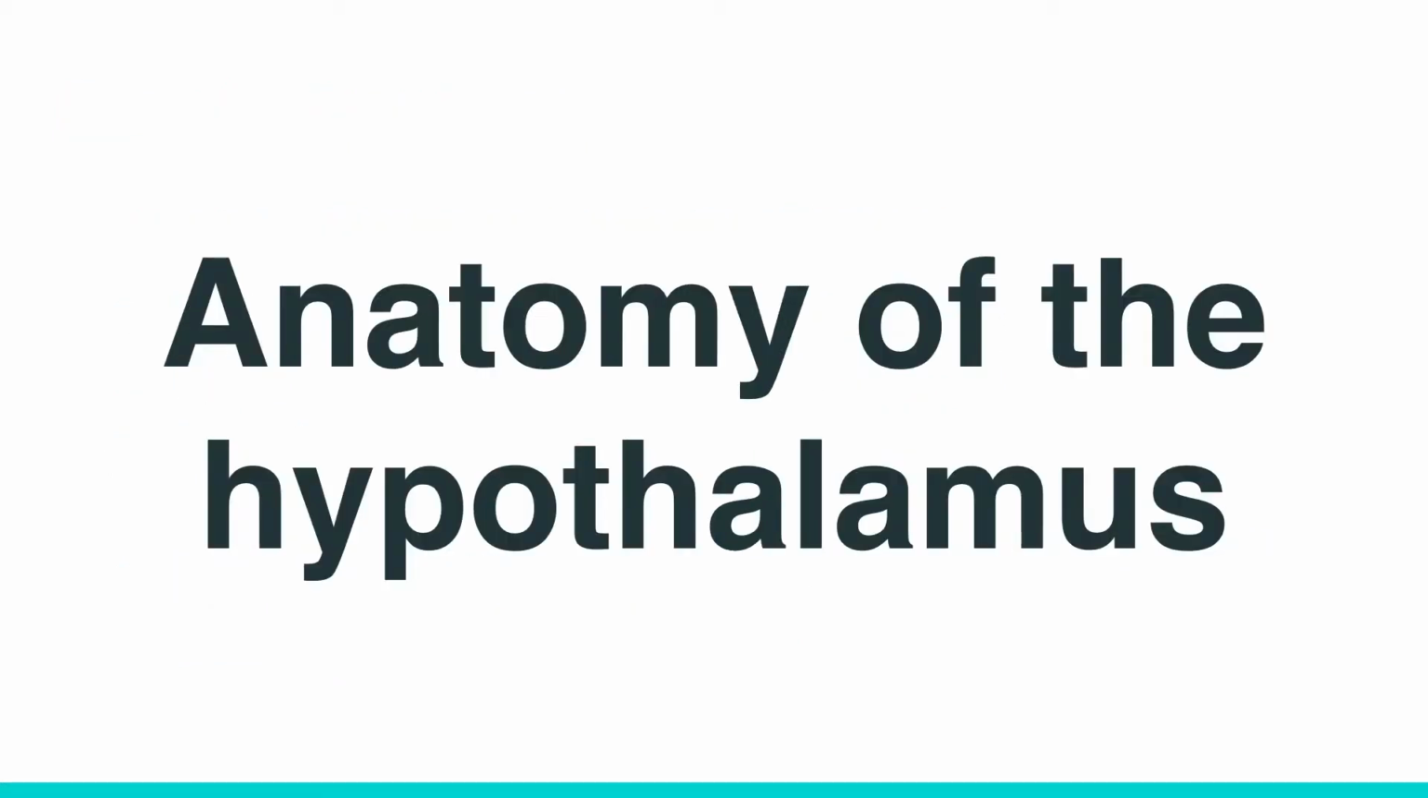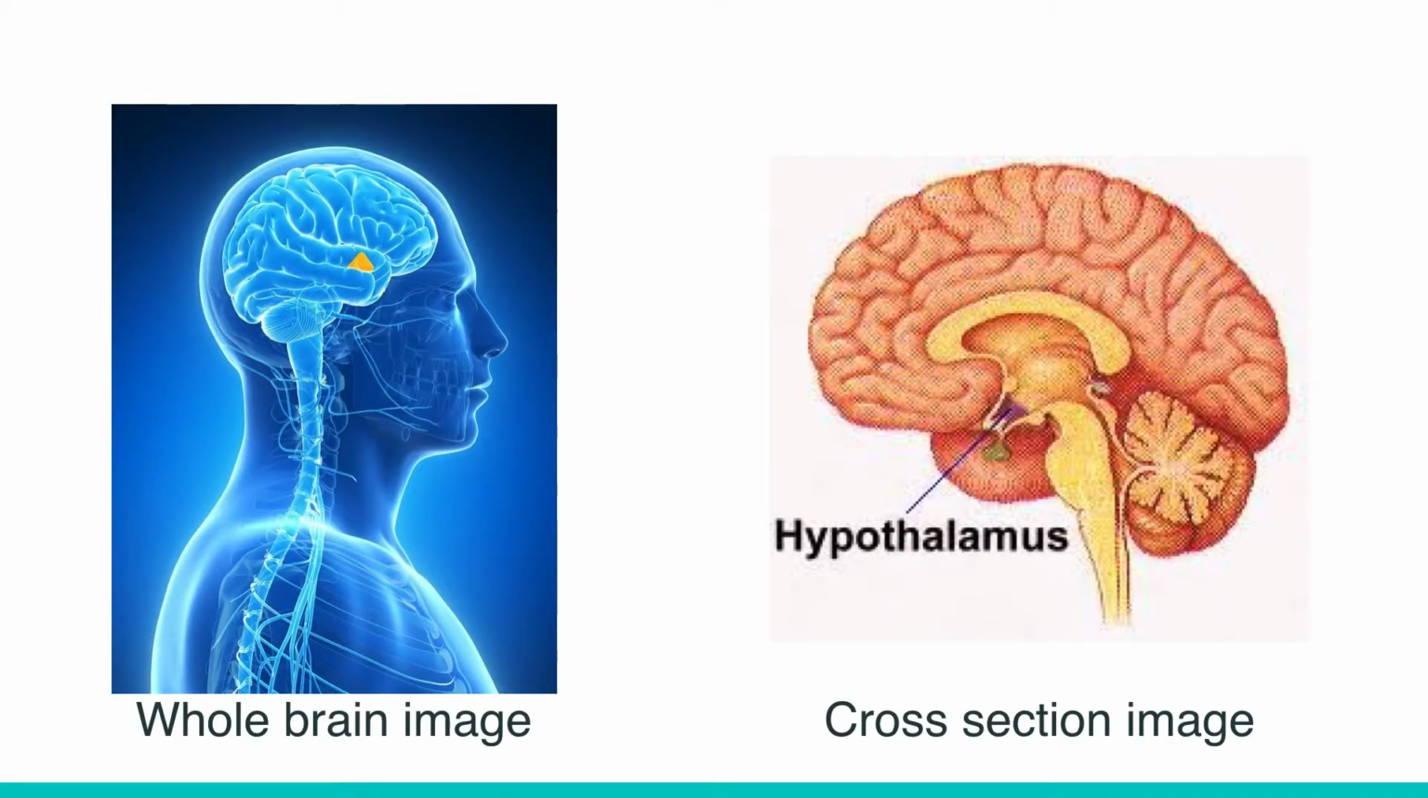Okay, now we're going to talk a little more about the anatomy of the hypothalamus and where it's at in your brain. So on the left, you can see the whole brain image, and you could tell that the yellow part where it's pointing to the hypothalamus is kind of centered in the brain, so you can't really see it if you're looking at a whole brain. However, on the right side, it is a cross section, and you can see right where the hypothalamus is in relation to other brain parts.